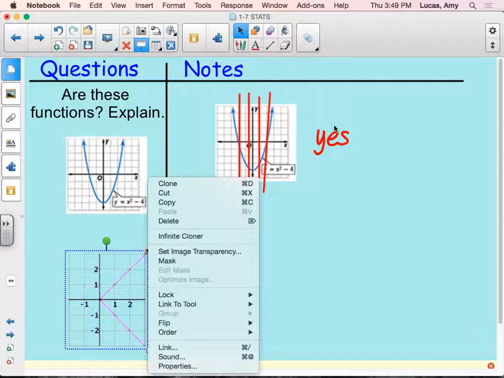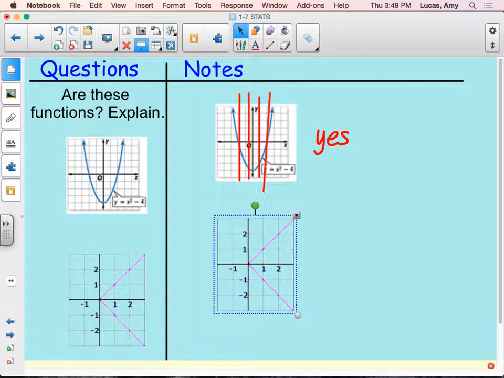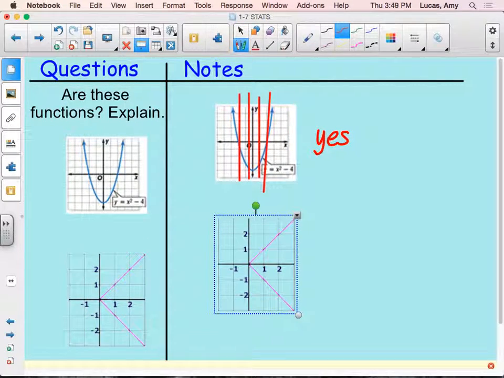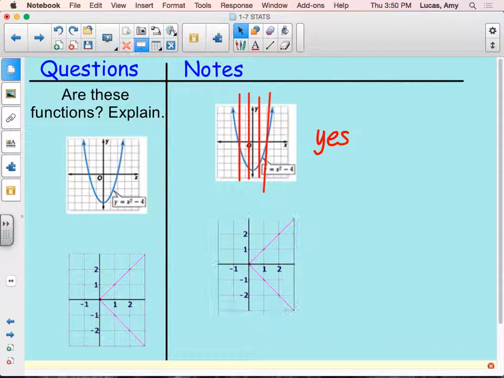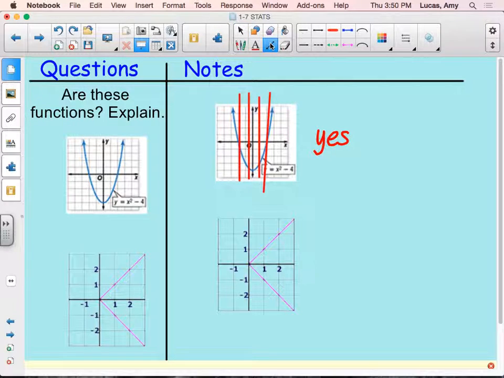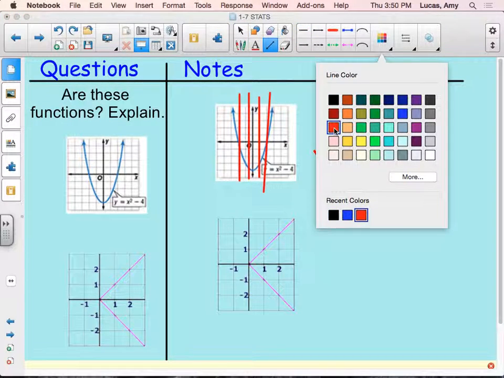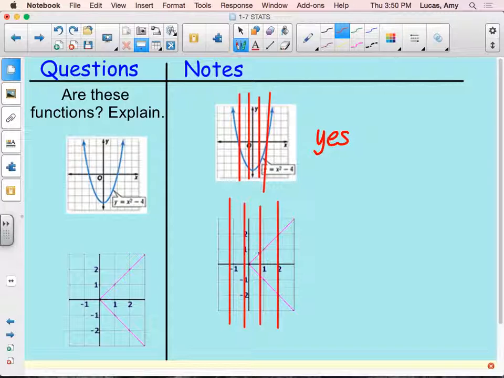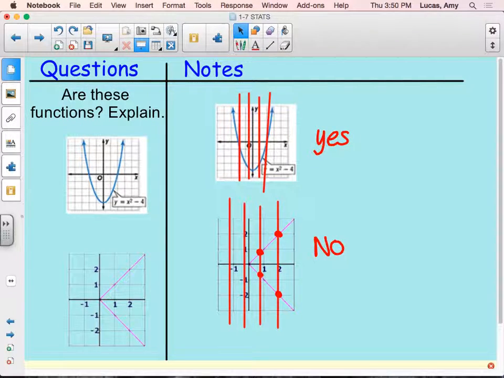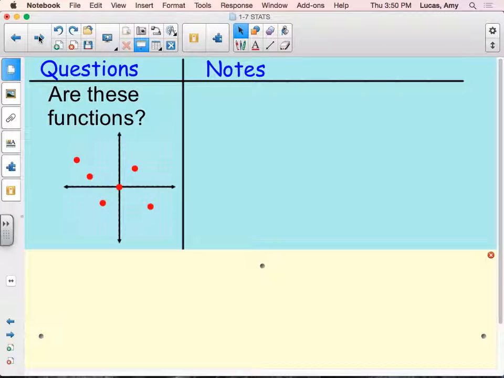My next graph. If I check to see if it passes the vertical line test, each vertical line has to hit once. Not happening on this one. This vertical line hit twice. So did this one. If even one vertical line hits 2 points, it does not pass the vertical line test.